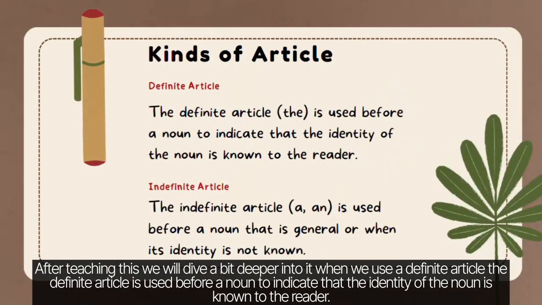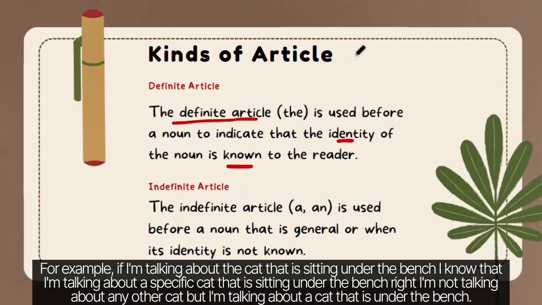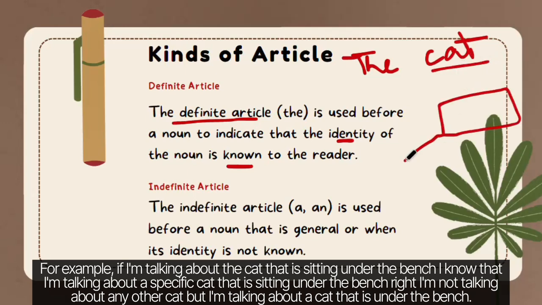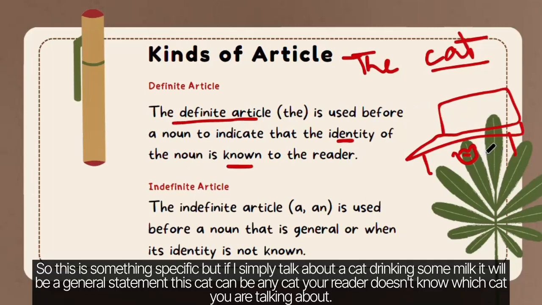After teaching this, we will dive a bit deeper into it. When do we use a definite article? The definite article the is used before a noun to indicate that the identity of the noun is known to the reader. For example, if I'm talking about the cat that is sitting under the bench, I know that I'm talking about a specific cat that is sitting under the bench, right? I'm not talking about any other cat, but I'm talking about a cat that is under the bench. So this is something specific.